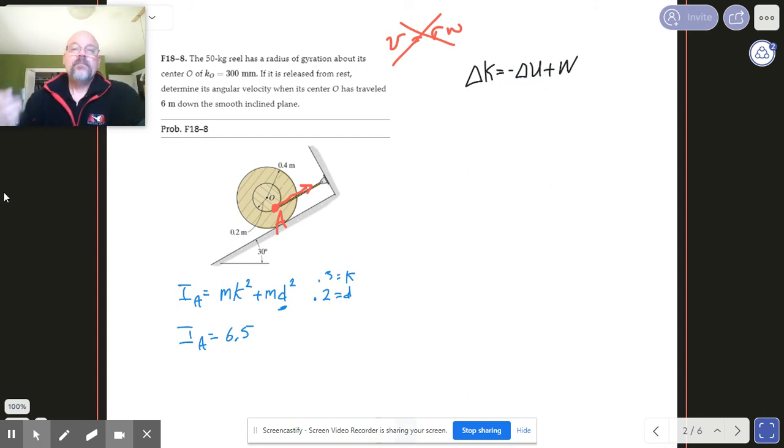Now, in all of our examples today, the work term we're going to toss. When would you not toss that work term? You would keep it if you had some friction and you had to account for losses due to friction. Like something was sliding, you know for sure that it's sliding, there's some friction, then you need that work term to take care of that.